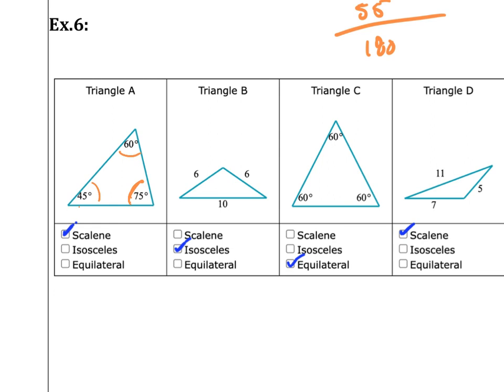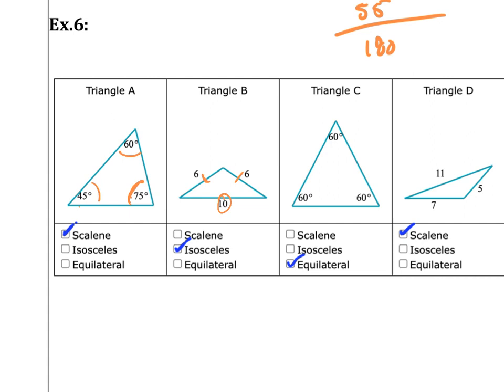If we look, these two sides are the same on triangle B, but not the third one. So that makes it not equilateral, but two of the sides are the same. So that makes it isosceles. Okay, so we generally call it isosceles.